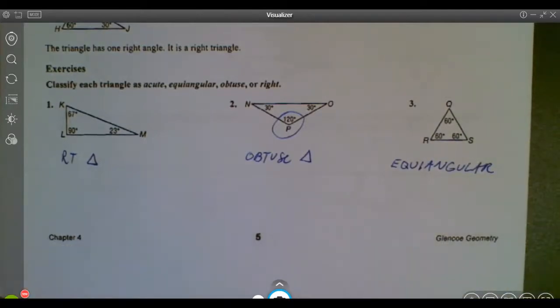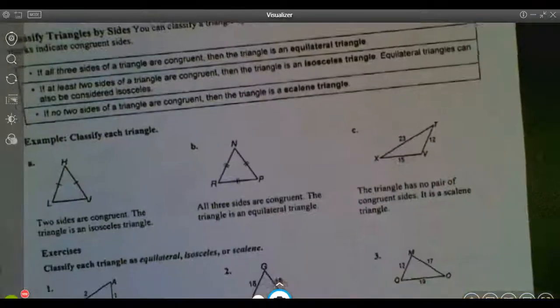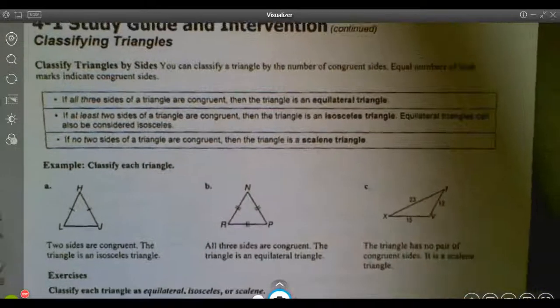Guys, one thing I want you to notice on this is these are all classifications based on the angles. There's two ways you can classify triangles. One is by its angles, and the other is by its side lengths. All the ones that we just discussed on this page are based on the angles of the triangle. What we're going to see on the second page is how do we classify it by its sides.